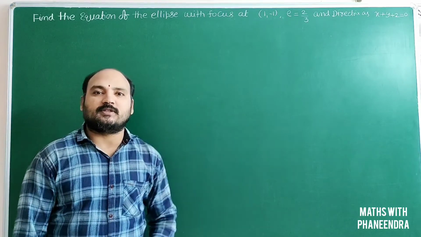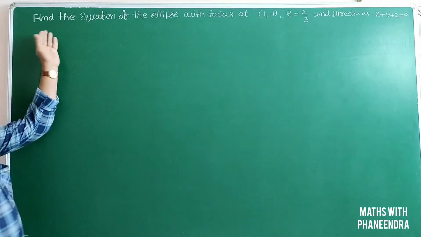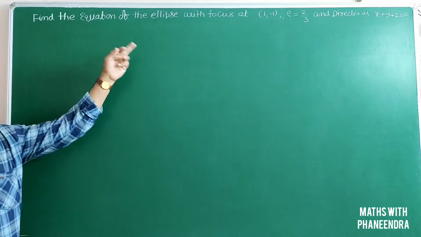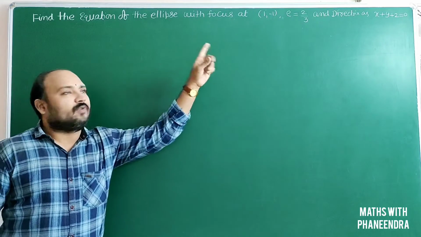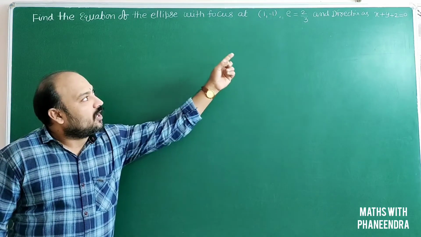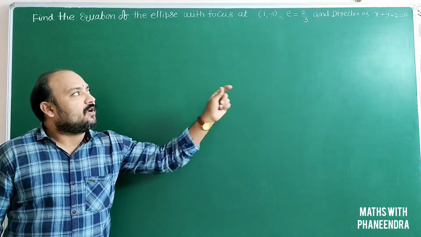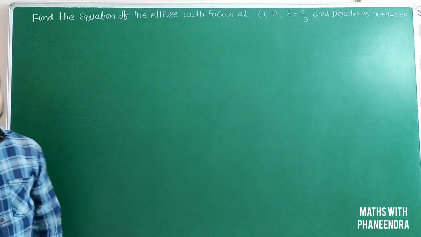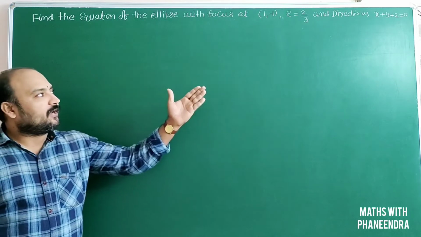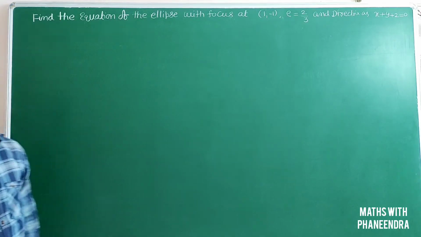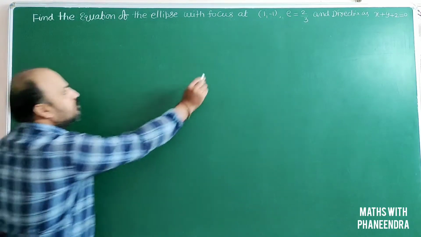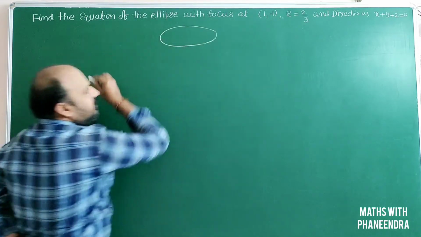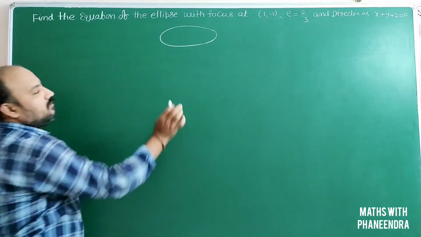E means eccentricity. So here the question is, find the equation of the ellipse with focus at (1, -1), E equal to 2 by 3 and directrix x plus y plus 2 equal to 0. So the focus, directrix and eccentricity values are given. So the rough figure I am just drawing. This is the rough figure of the ellipse.